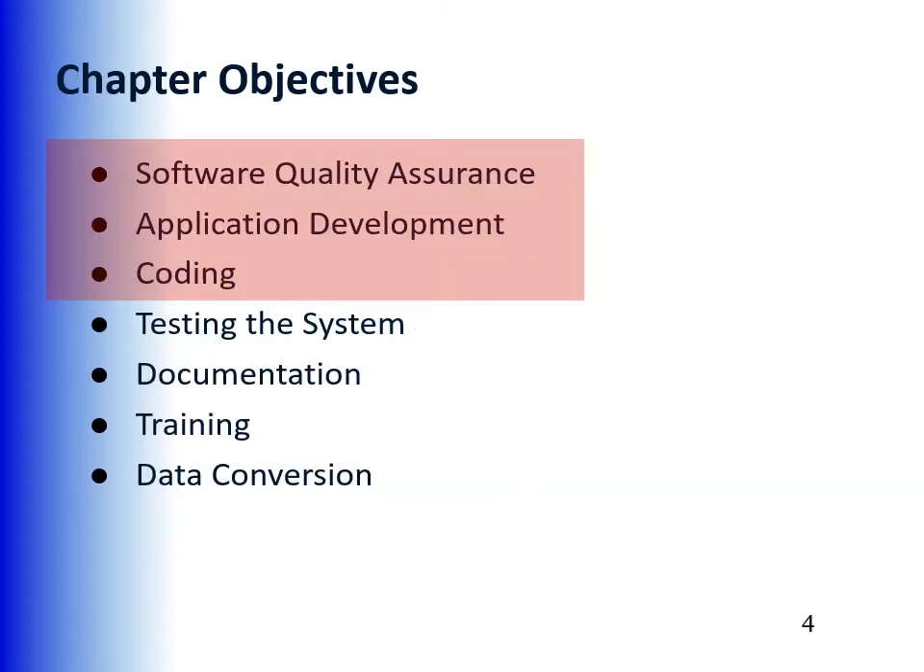When you finish this chapter, you are supposed to be able to explain the importance of software quality assurance. You know how to describe application development using structured methods. You can explain the coding process and unit testing the system. You know how to differentiate between program, system, operation, and user documentation. You know how to develop training plans for various user groups, and you can describe data conversion and changeover methods. All right.